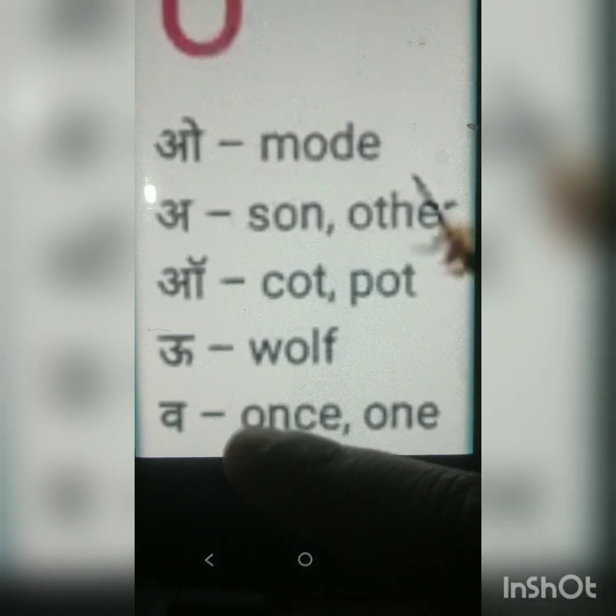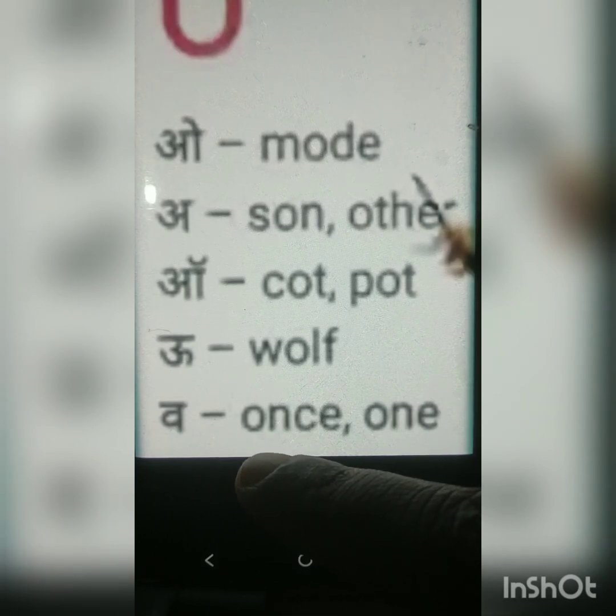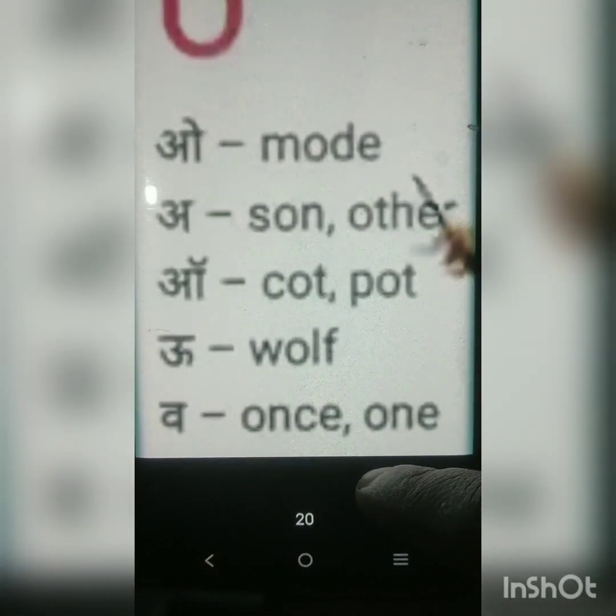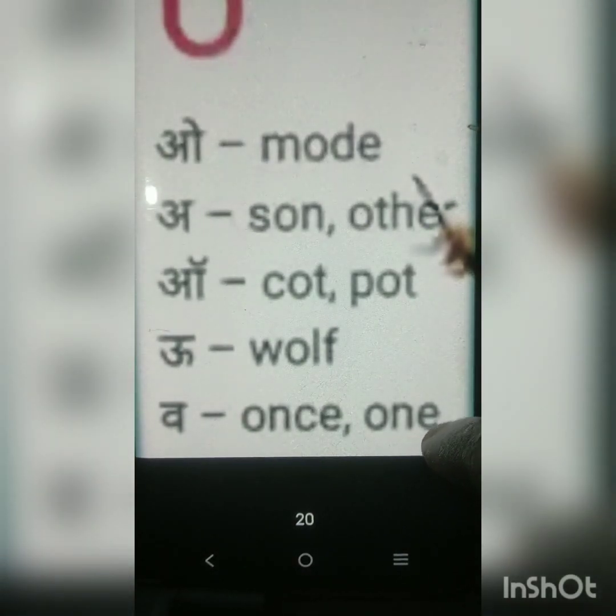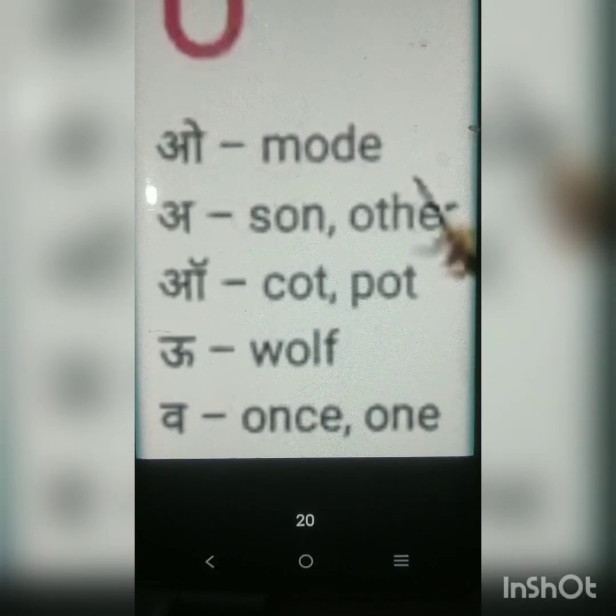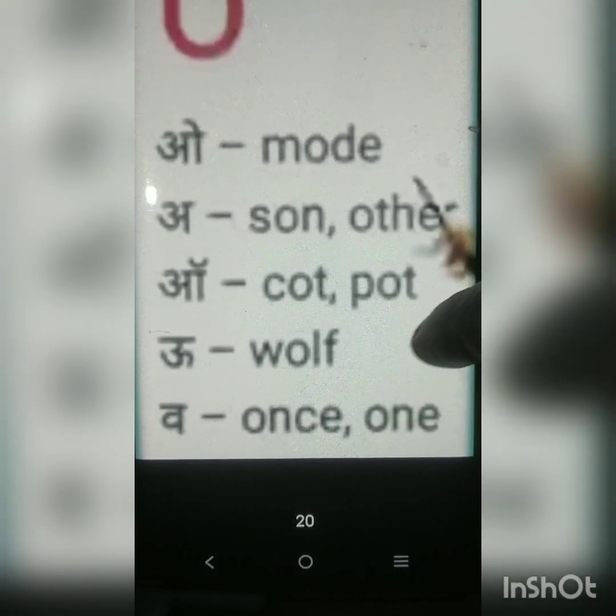Wolf. Okay. Next one, you see number 5, the fifth sound of the O is W. So one, once. Once. And one, one. The W sound is coming.